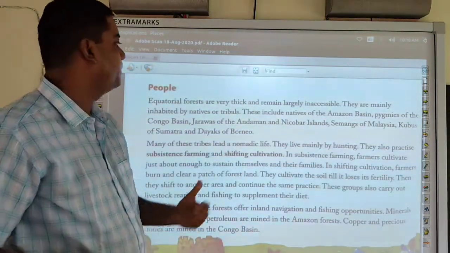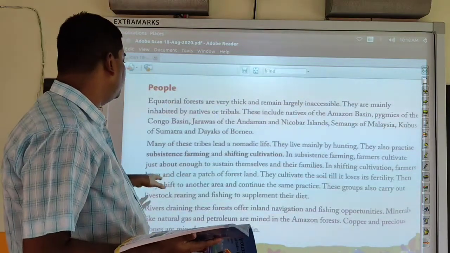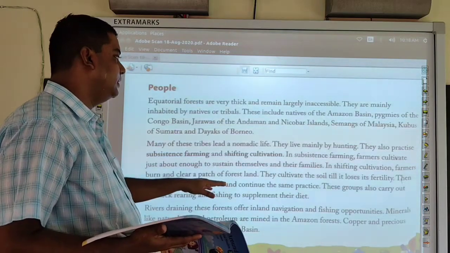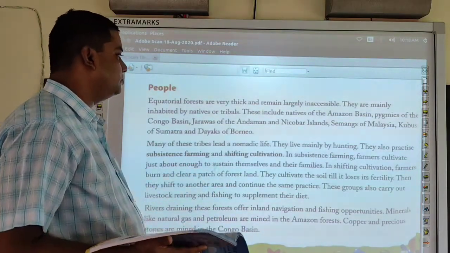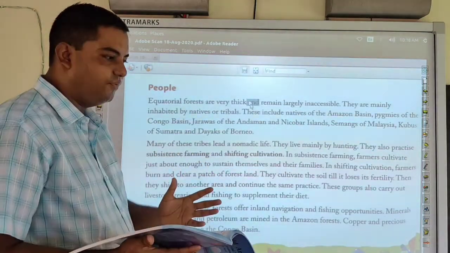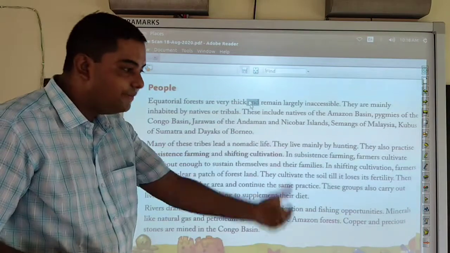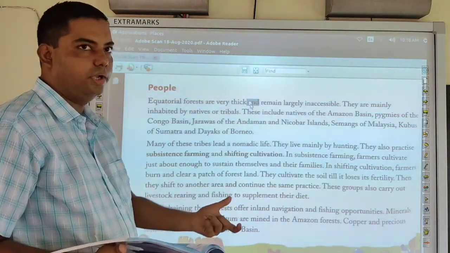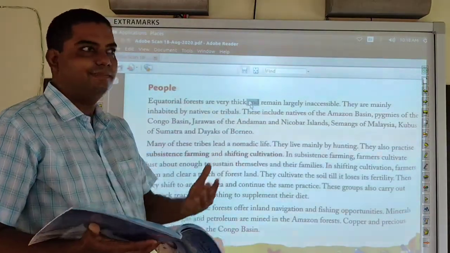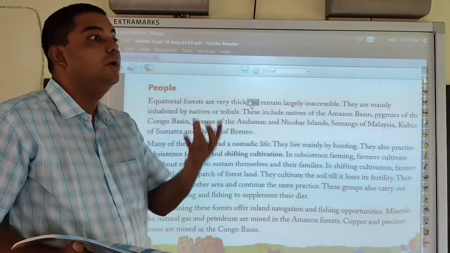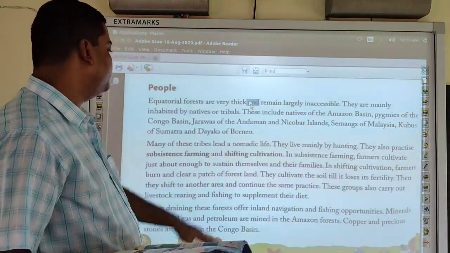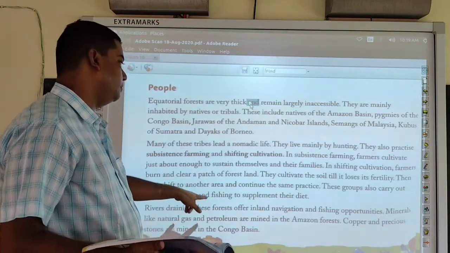They don't go extra. In shifting cultivation, farmers burn and clear a patch of forest and cultivate the soil till it loses fertility. Then they shift to another area. So in shifting cultivation, farmers take a patch of forest land, burn it, then cultivate crops on that area, and once that area loses fertility, that is, when it loses its ability to grow crops, they move out to another place. These groups also carry out livestock rearing and fishing to supplement their diet.